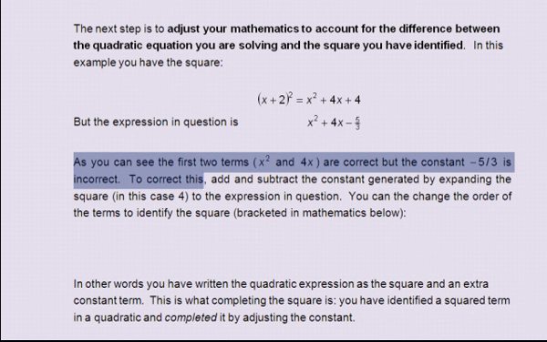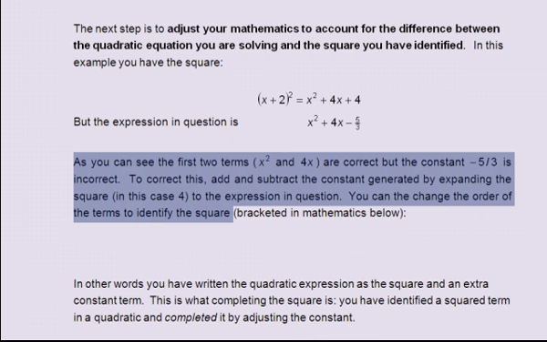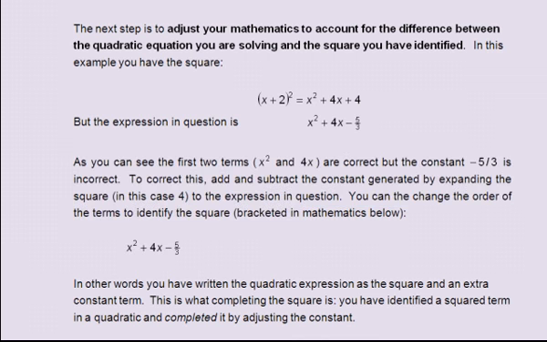To correct this, add and subtract the constant generated by expanding the square, in this case 4, to the expression in question. You can change the order of the terms to identify the square, bracketed in the mathematics below. So start with your expression x squared plus 4x minus 5 over 3, and then add and subtract the 4 generated from expanding the square.